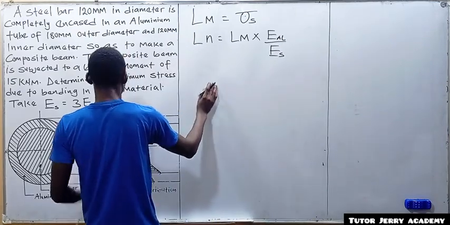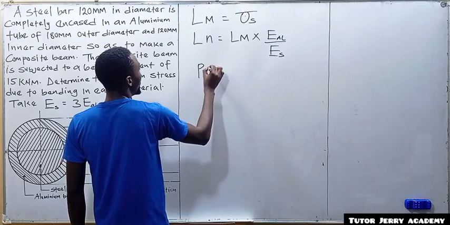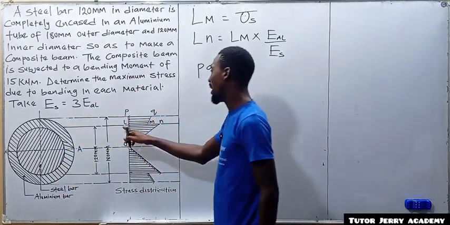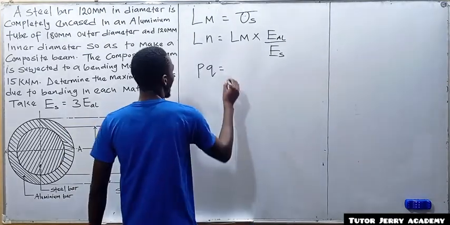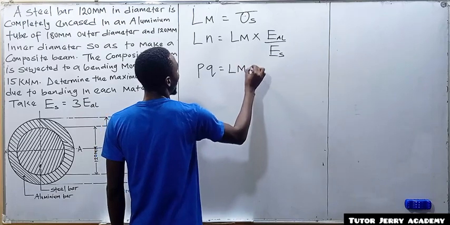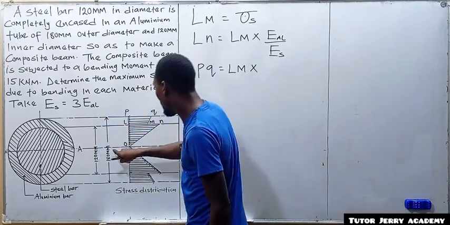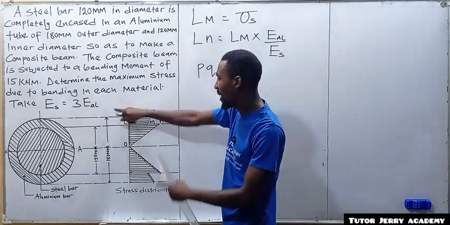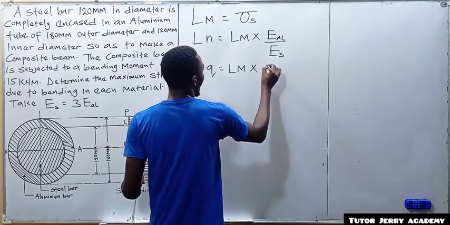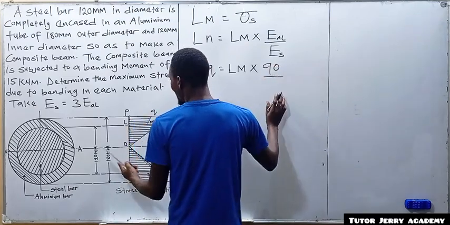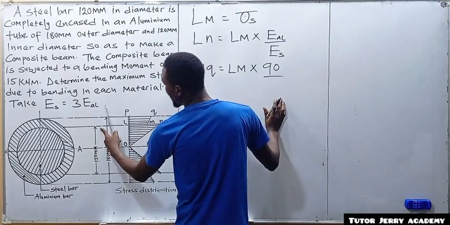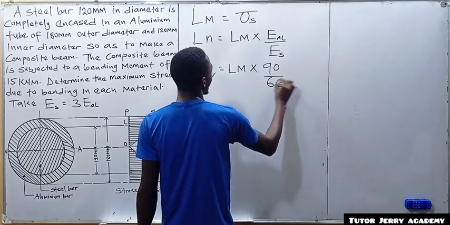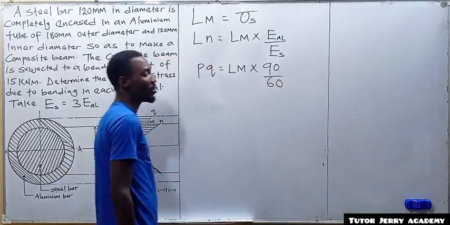All right. And PQ will be equal to LM multiplied by the distance from the neutral axis to the top part of the aluminium bar, that is 90, divided by the distance from the neutral axis to the top part of the steel bar, which is going to be 60. All right. So you need to take note of that.